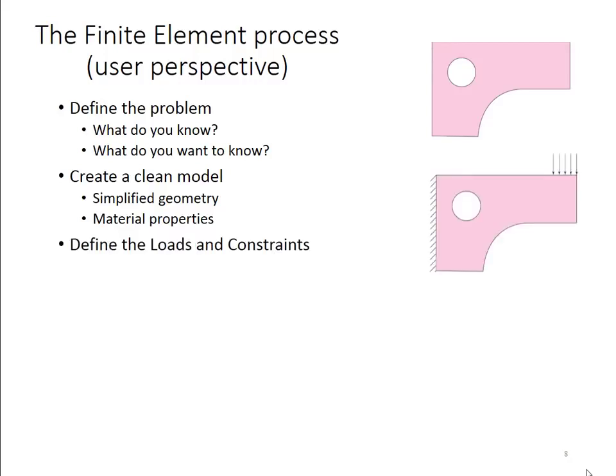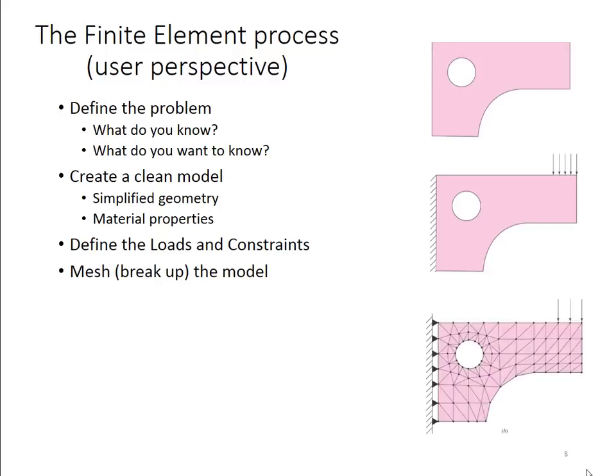Then define how the model is restrained from motion, or restrained from heat transfer conditions, or whatever the type of analysis you're doing. Apply the loads to it. In the case of a mechanical system, that's a physical force, but loads might be heat fluxes in the case of a heat transfer analysis. Then break up the model into pieces. As I said, with the big picture, you want to look at a finite number of elements inside. So here's an example of a finite element mesh on the simple model we started with.